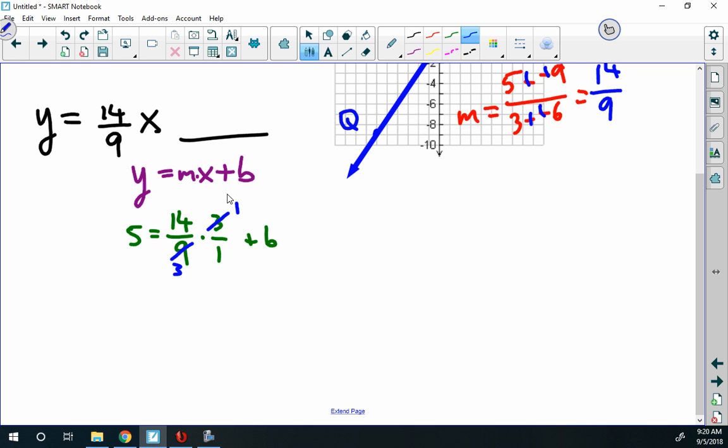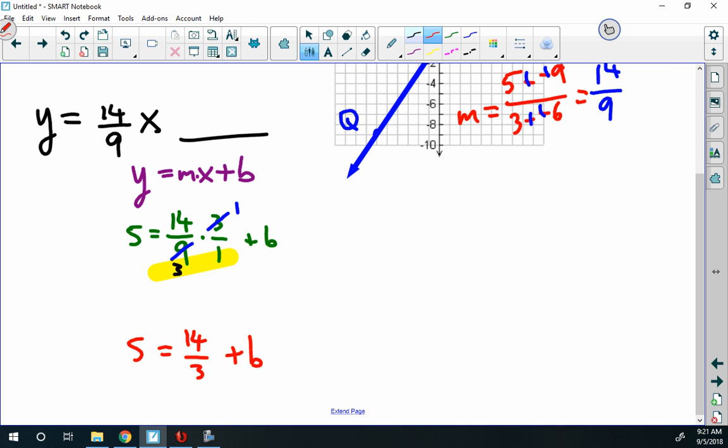So now what I've got going on here is 14 times 1 in the top. What's 14 times 1? That's going to be 14. And in the bottom, I've got 3 times 1, which is that 3. Okay, so 5 equals 14/3 plus b. You with me so far? Okay.